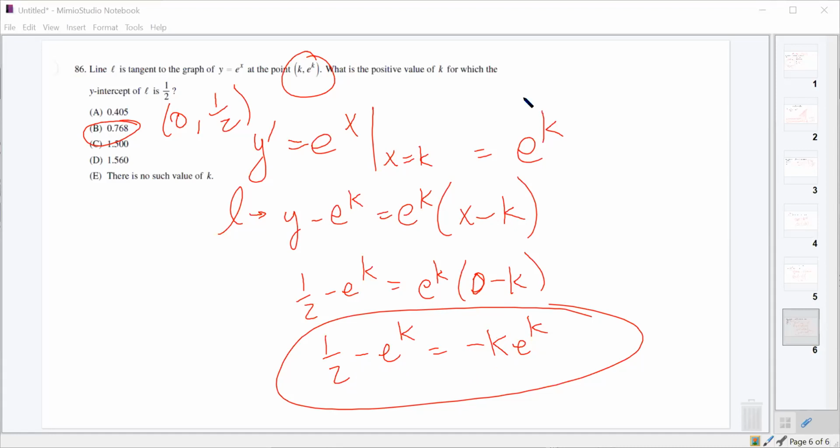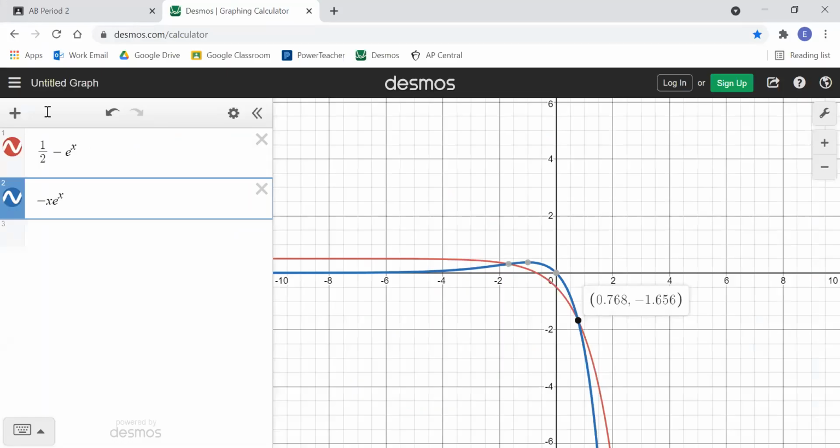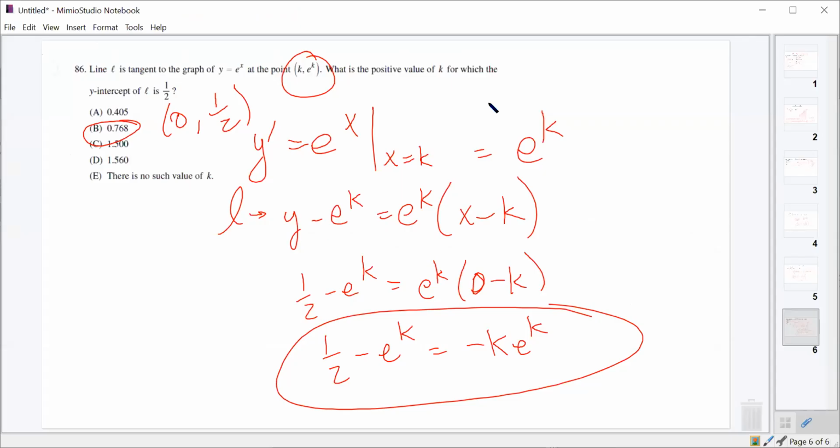And that's what I did here. I graphed 1/2 minus e to the x and negative x e to the x, and their intersection point is 0.76. That is the value that makes that statement true. Does that make sense now?